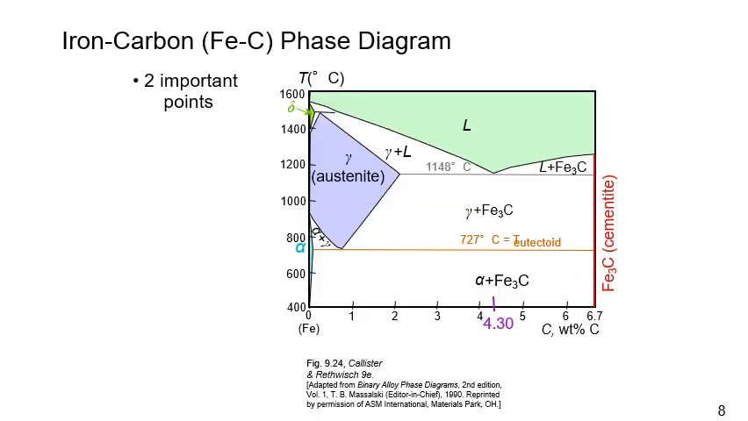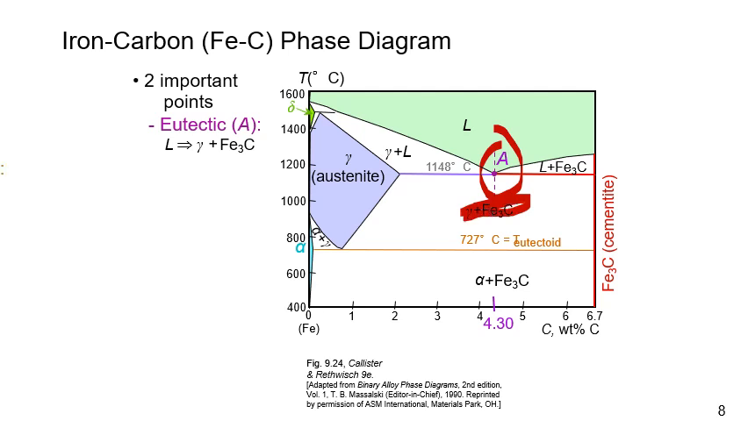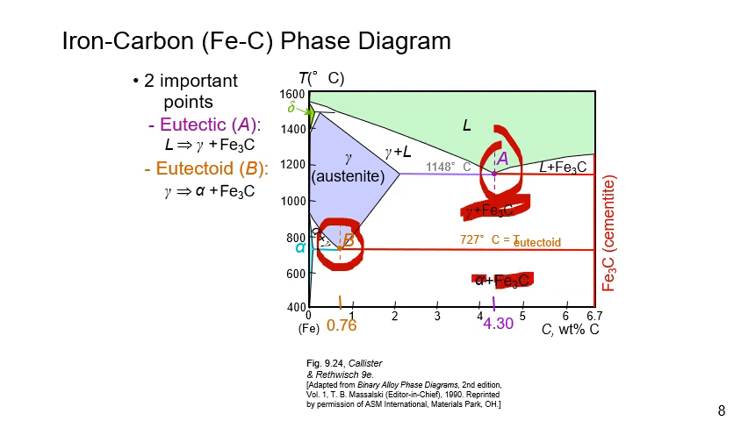Let's review the phase diagram in general and talk about some of the important reactions for steel. Okay, the eutectic reaction is this point right here. That's where liquid forms austenite and iron carbide. Eutectoid reaction is this one right here. So we don't want to get those confused. And that is where austenite forms alpha, or ferrite, plus Fe3C, or cementite, also called carbide.